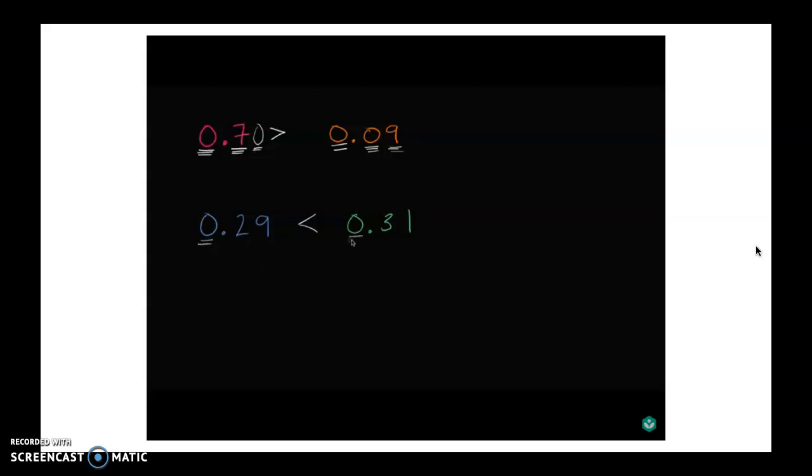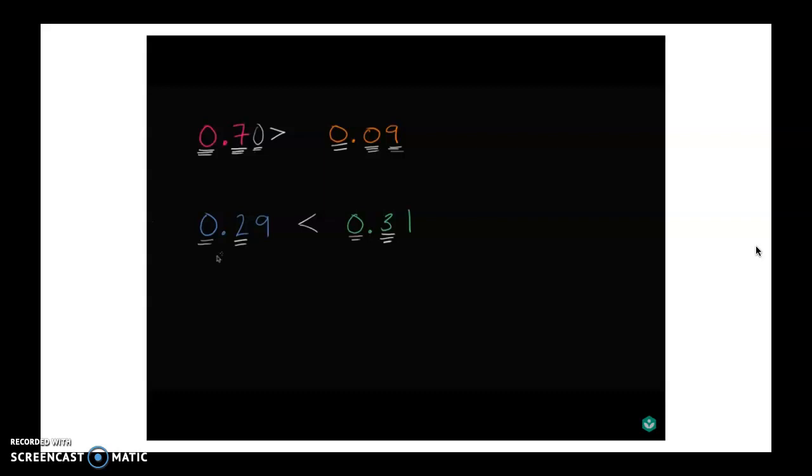Another way you could have done this is you could have looked in the ones place. Say, okay, they both have 0 ones, but then you look in the tenths place, say this only has 2 tenths, while this has 3 tenths. I actually don't have to keep looking at the digits to the right of that. I could just compare this 2 tenths to the 3 tenths. 3 tenths is larger, and so I would say that 29 hundredths is less than 31 hundredths. Let's do one more, just for fun.